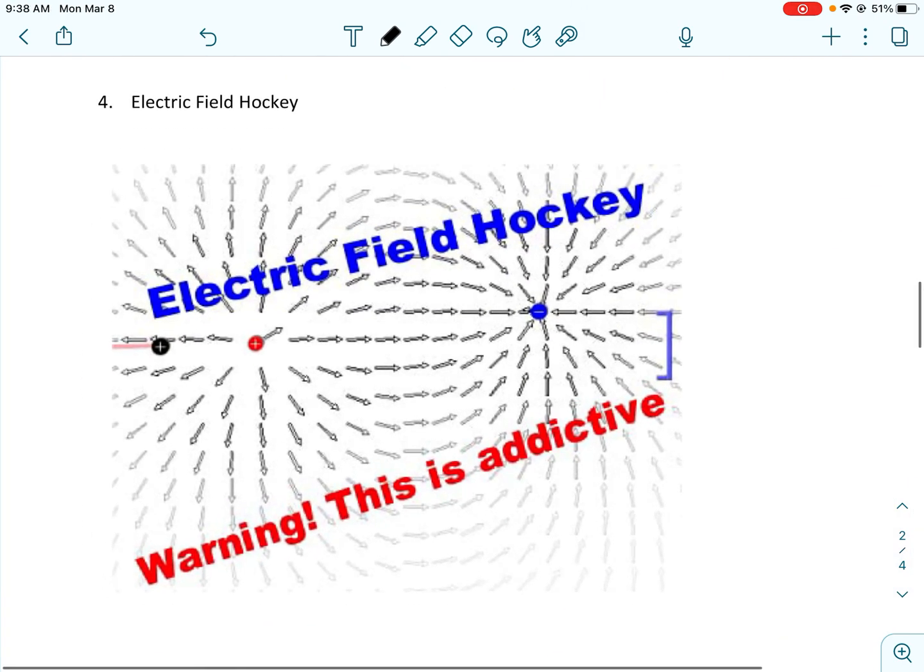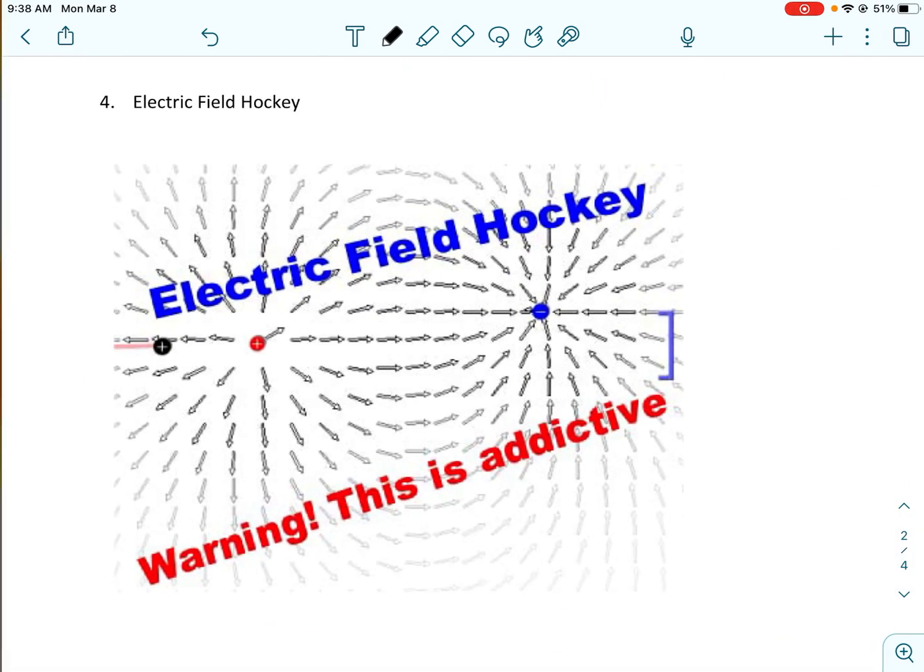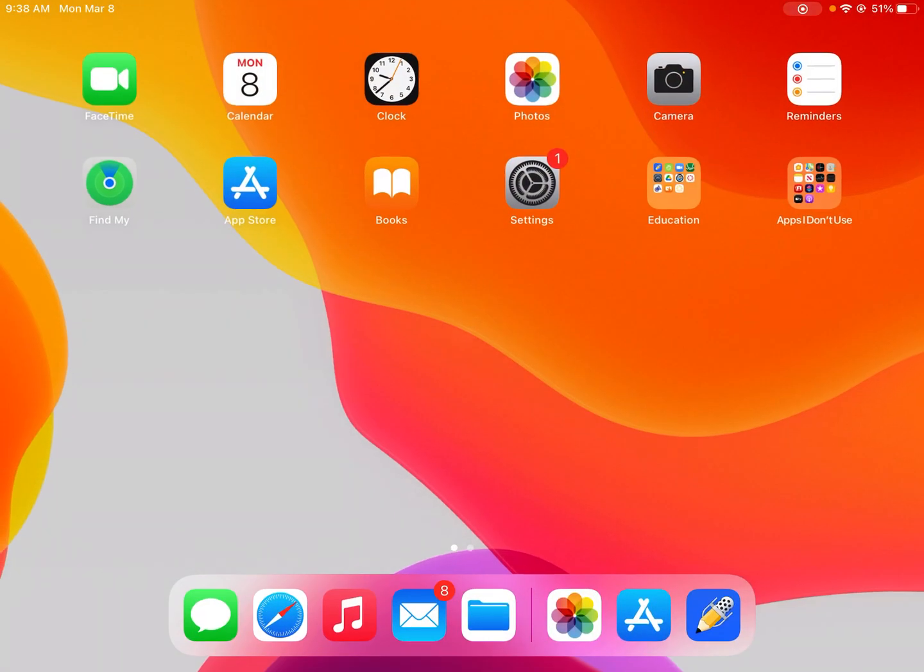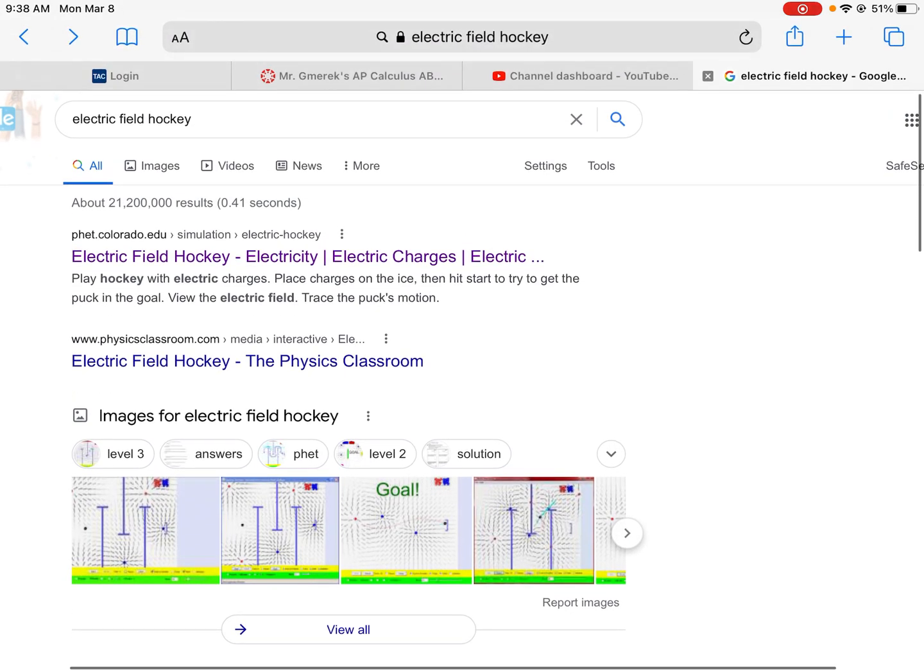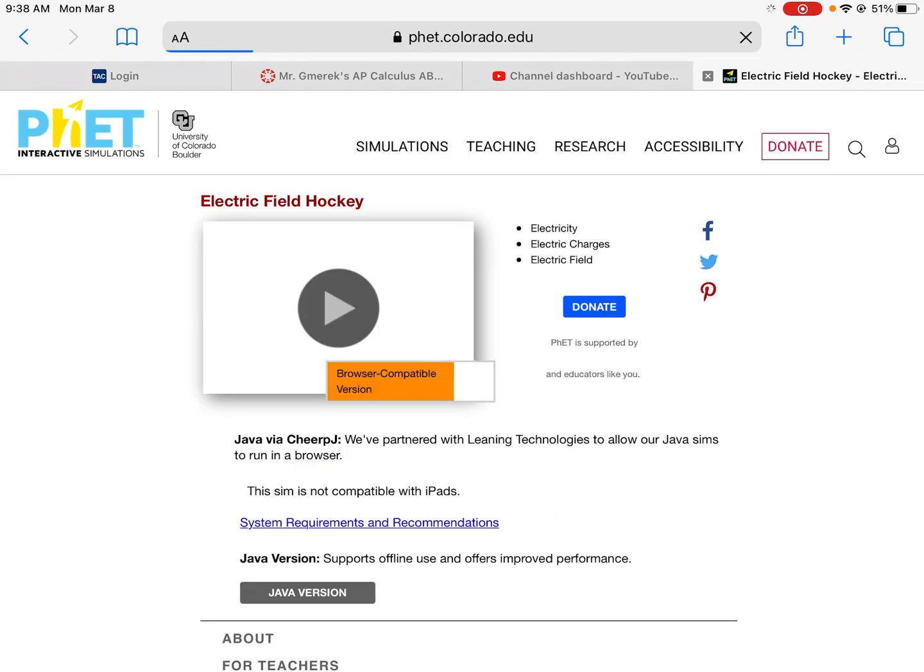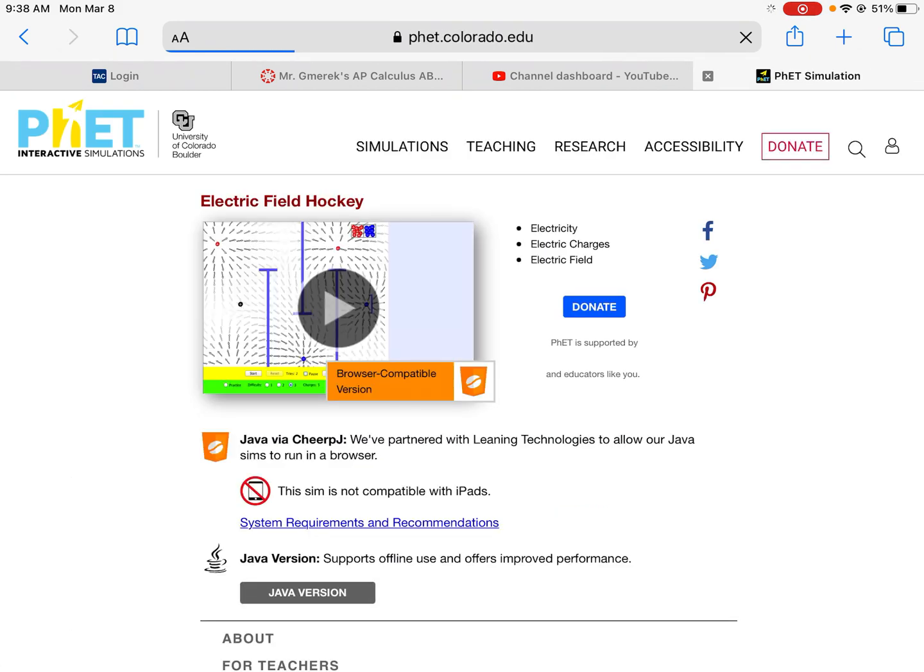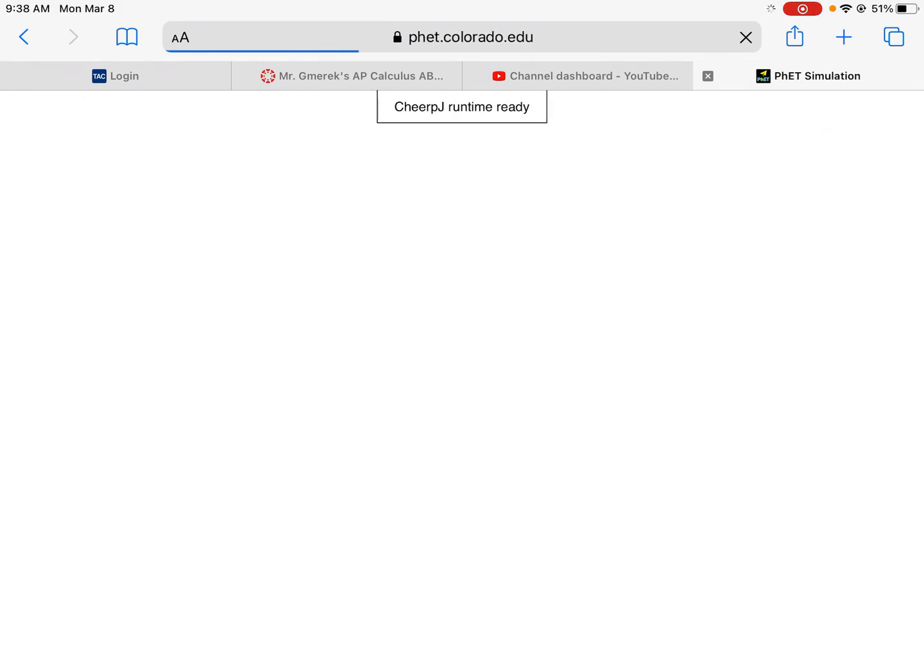And to reinforce this concept, you can Google electric field hockey, and then go to this first one right here, phet.colorado.edu. Click the play button. And this isn't going to be exactly like a slope field. This is an electric field, but it behaves very similarly. So you can kind of mess around with this.